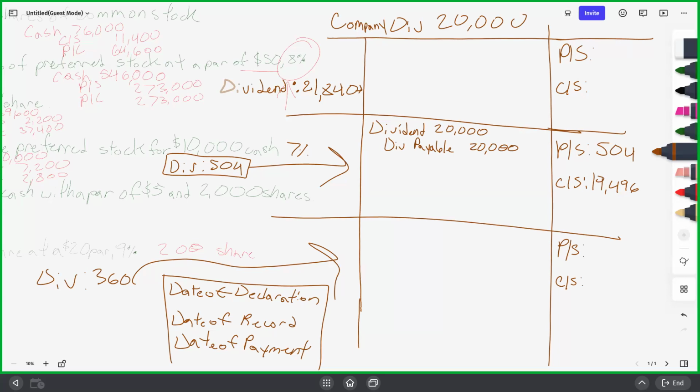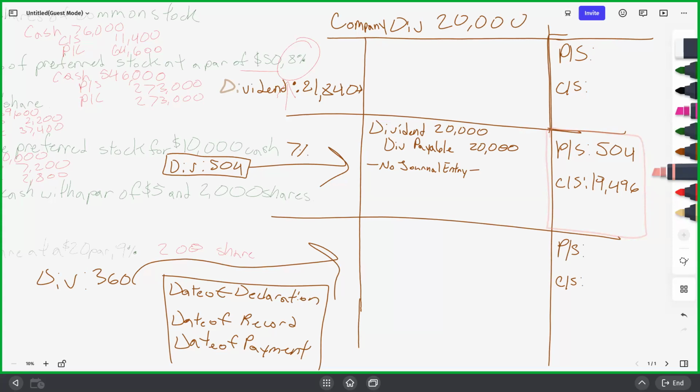Now for the date of record, what journal entry do we make for that? No journal entry. There is no journal entry at all. Date of record is technically what we did here. This is our date of record where we say, all right, you get that piece of the pie, you get that piece of the pie, be happy.